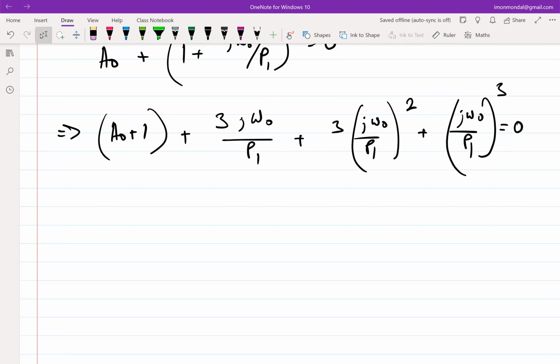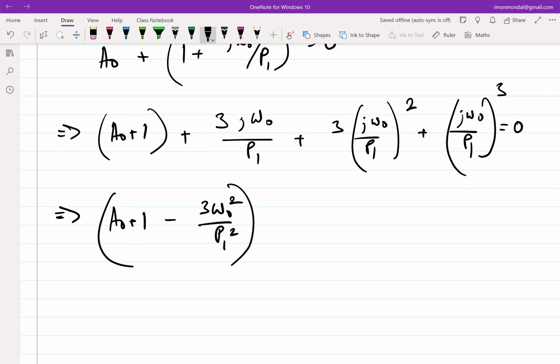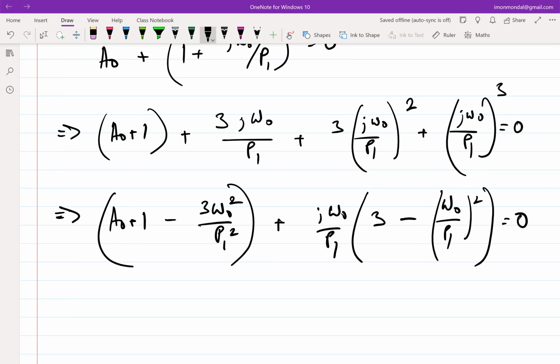Okay, so now we do the standard stuff. We have to ensure that both the imaginary and the real part go to 0, which means that I club this A naught plus 1 minus... I hope you are looking into the algebra. I am doing it on the fly. There can be mistakes. Plus j omega naught by P1. Make sense?